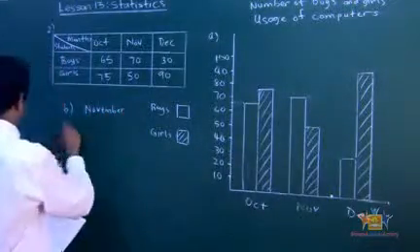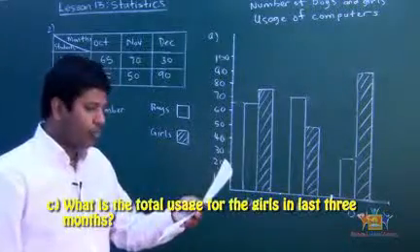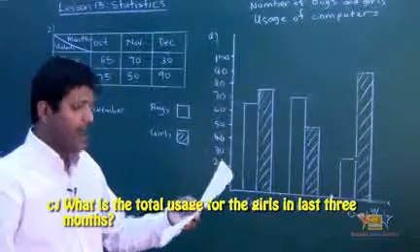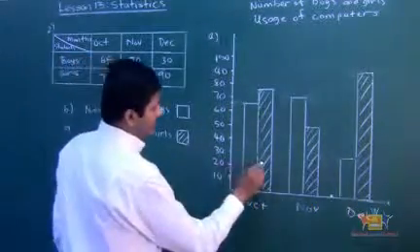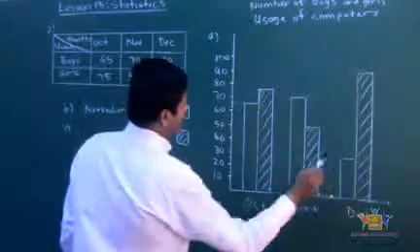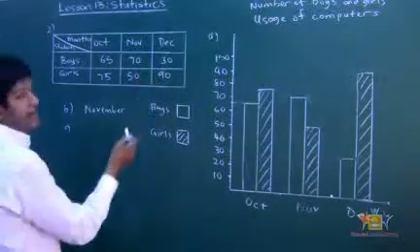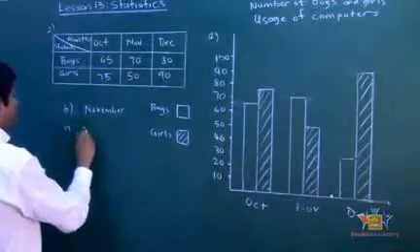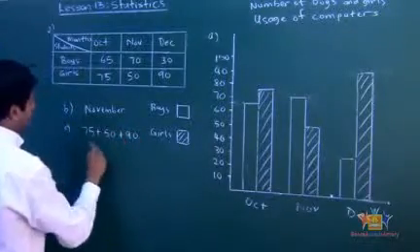And then C. What is the total usage for the girls in the last 3 months? The total usage. So we know that this is all the girls. We also have the data here for the girls: 75, 50 and 90. So the total usage is going to be 75 plus 50 plus 90.